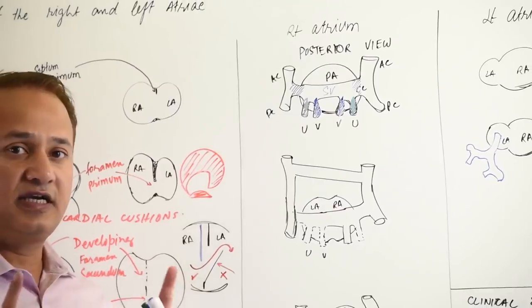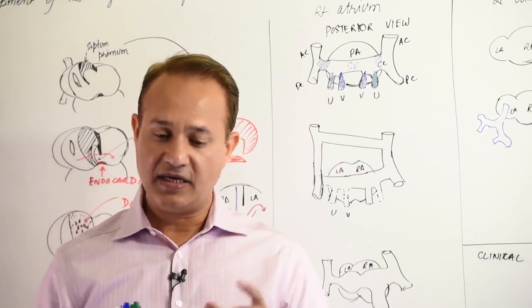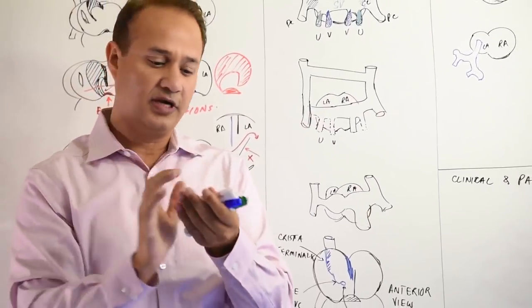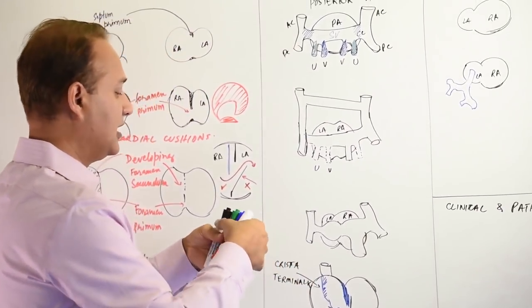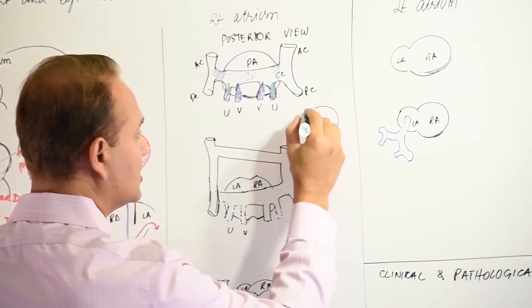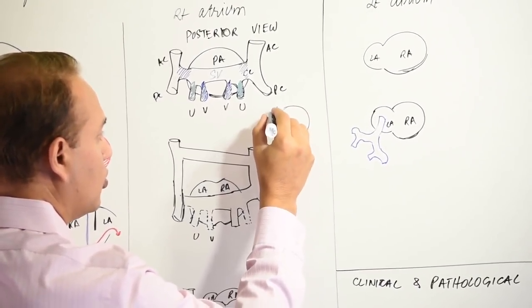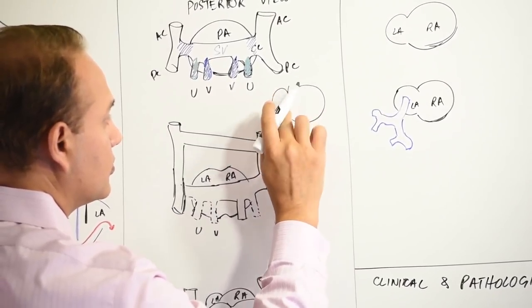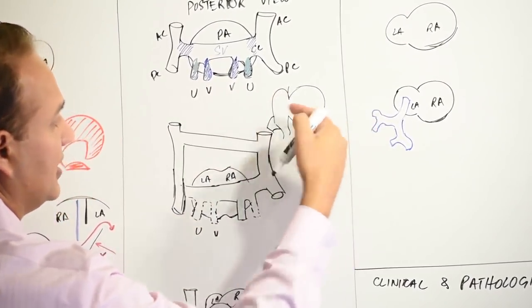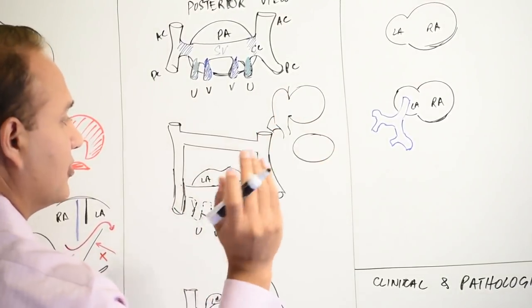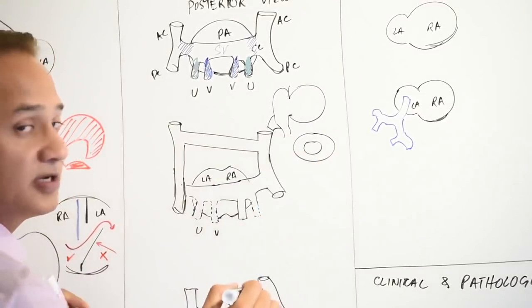Now what happens is, keep this in mind. In the beginning, the sinus venosus opens in the center of the primitive atrium. So if here was the primitive atrium, the sinus venosus opened in the center of the atrium. So we are seeing from the lateral side. It opened in the center. So this was the atrium from the front, sinus venosus opened here.